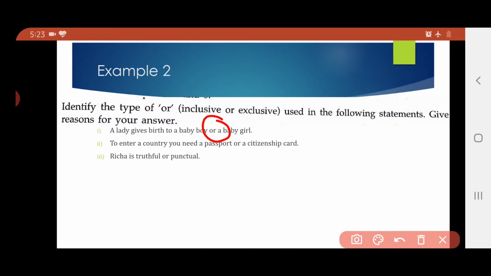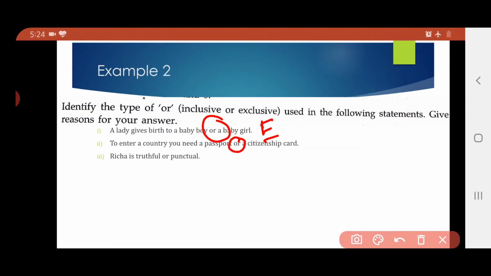Then, let me write here E. So E will denote that it is exclusive. Fine. Let us move to the next one. To enter a country, you need a passport or a citizenship card. So here again, this is the OR we are talking about. To enter a country, you need a passport or a citizenship card.